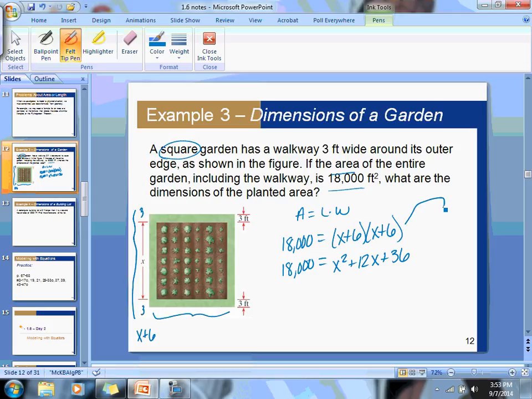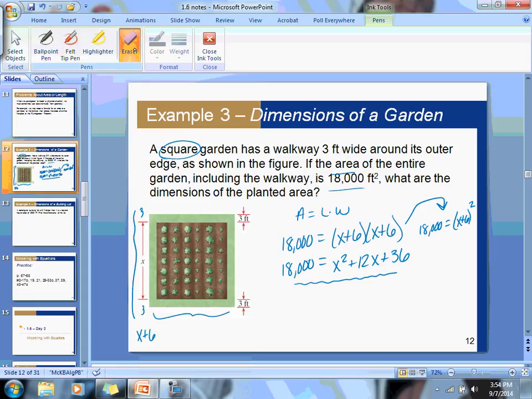So I'm going to go over here and I'm going to rewrite this, because if we had 18,000 equals (x plus 6) squared, that might be a little bit easier to solve than what I have written over here. Because from here, I would have to subtract the 18,000 over, then I'd have to find the factors. So let's approach it from this angle, actually.